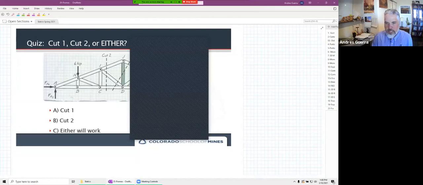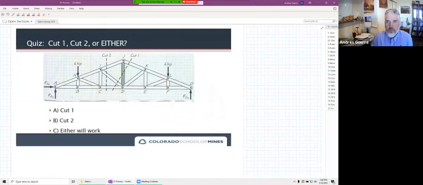Could we do cut one? Could we do cut two? Or will either one of those work for us? And let's go ahead, just give me your gut feel here. Without thinking about this too much, just say, which one of those is going to work? Cut one or cut two or either. Just looking at that quickly here.